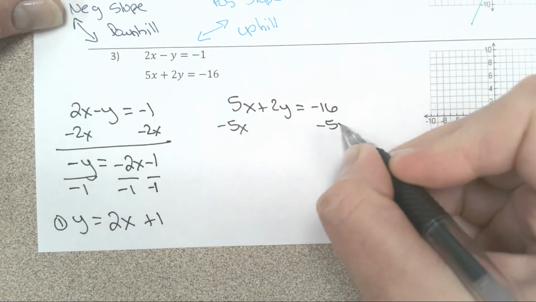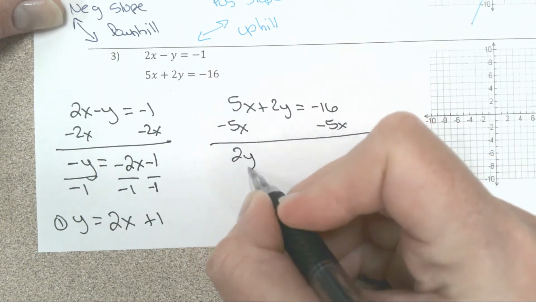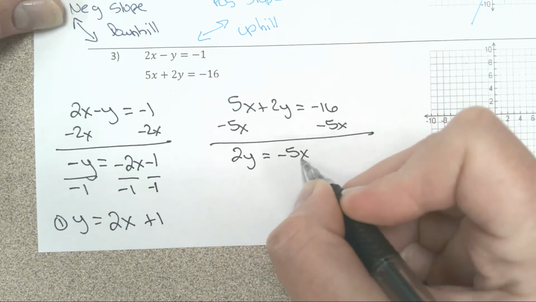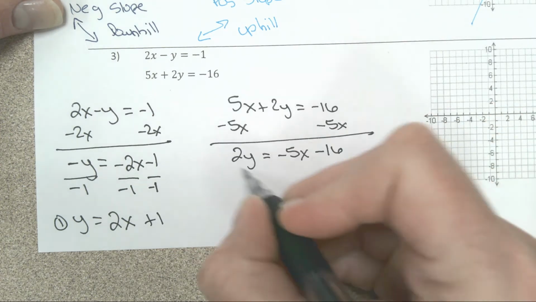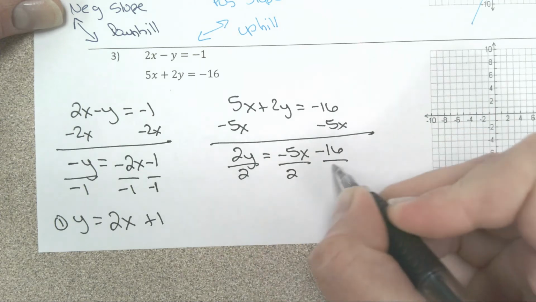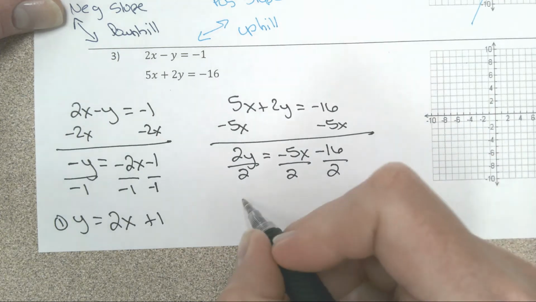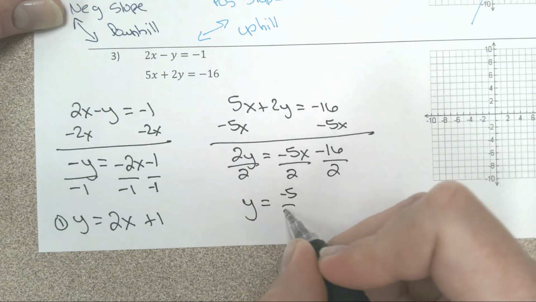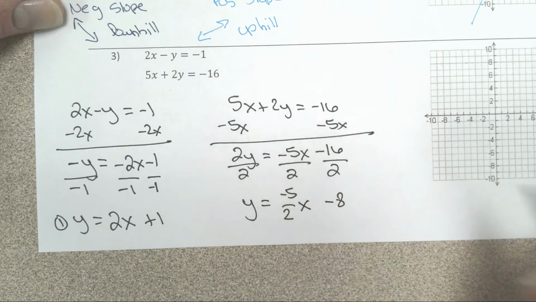Subtract the 5x over. You get 2y equals negative 5x minus 16. Divide every single term by 2. And y equals negative 5 halves x minus 8.